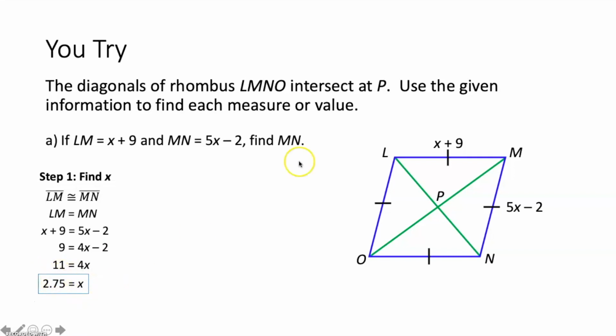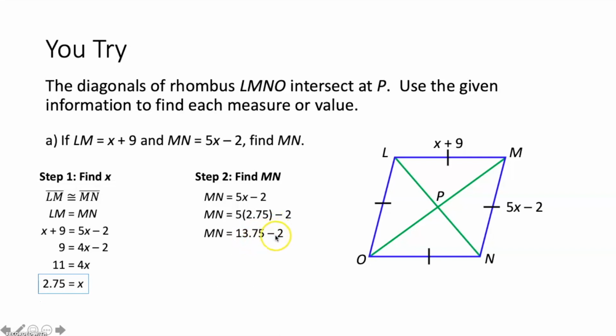Now, I'm not done. I want to find the measure of segment MN. So the measure of segment MN we know is 5x minus 2. So I take what I found x to be, 2.75, I plug it in for x here, and I simplify. 5 times 2.75 is going to give me 13.75. Subtract 2, and I get 11.75.